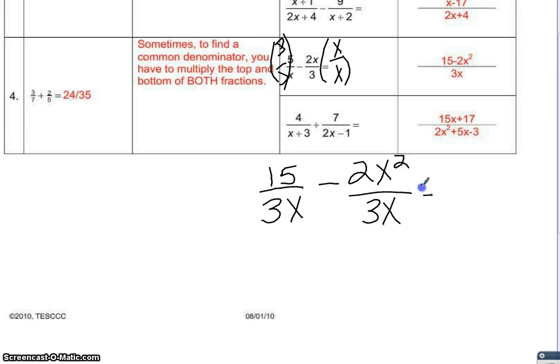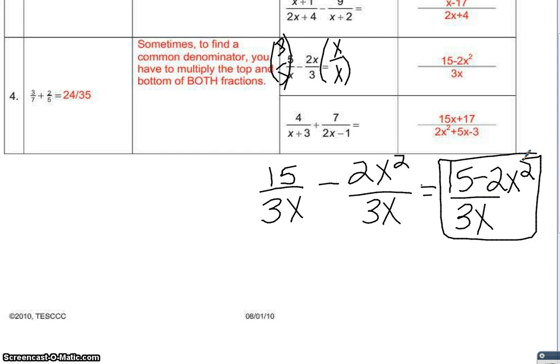So now that I have a common denominator, my 3x is my denominator, and I'm going to leave the 15 minus 2x squared alone because they cannot be combined as like terms. And that's where I get that answer from. Okay, so let's look at the next one.